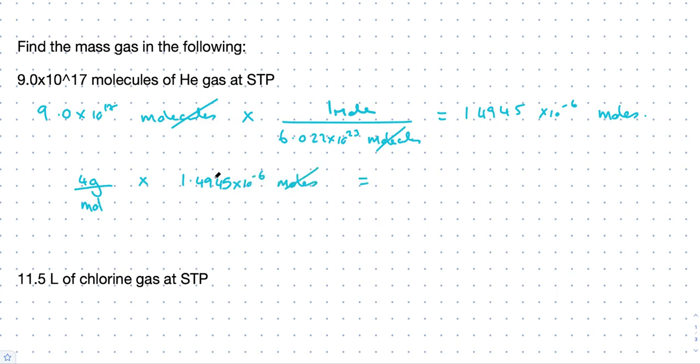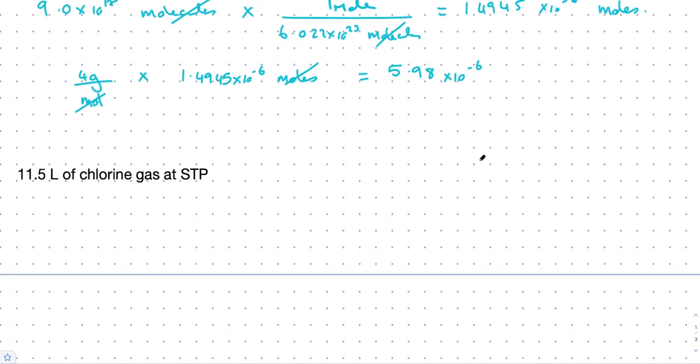And if I multiply that out, the moles drop out, just like in algebra. Then you multiply 4 by that other answer that I just got. And what I'm getting is 5.978, so I'm going to round it to 5.98 by 10 to the minus 6 grams for that one. So the next one, if I had 11.5 litres of chlorine and I want to find the mass.